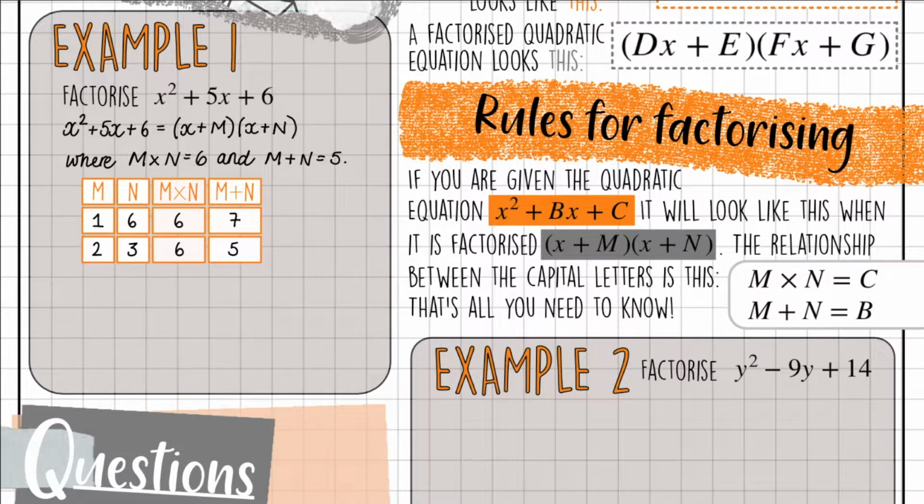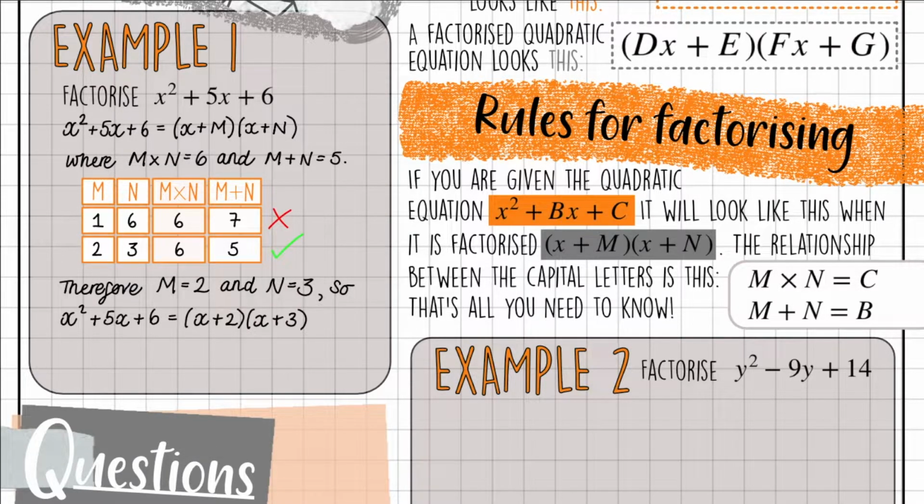Here, m is 2 and n is 3. So m times n is 6 and m plus n is 5. Well, that's perfect because this is exactly what we needed. We've found an m and an n that satisfy our factorising rules. Now let's just finish off. If m is 3 and n is 2, then our equation factorises to the following.